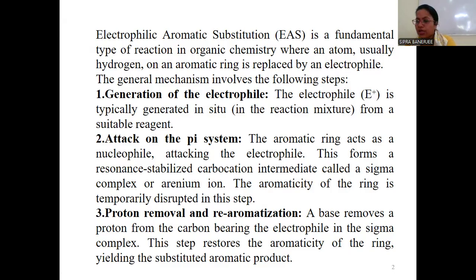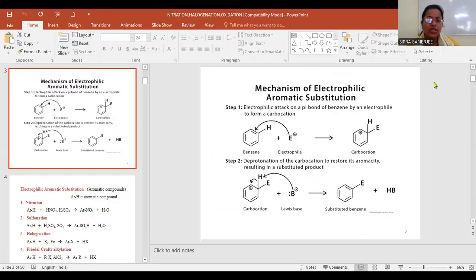Next, you can see the mechanism of electrophilic aromatic substitution. Step 1, the electrophile attacks the pi bond of benzene to form a carbocation. This is the electrophile E plus, and the benzene ring contains the electron-rich pi system, where it will be attacking, and it forms a carbocation. Cation means the positive ion containing part, so it will have this positive charge.